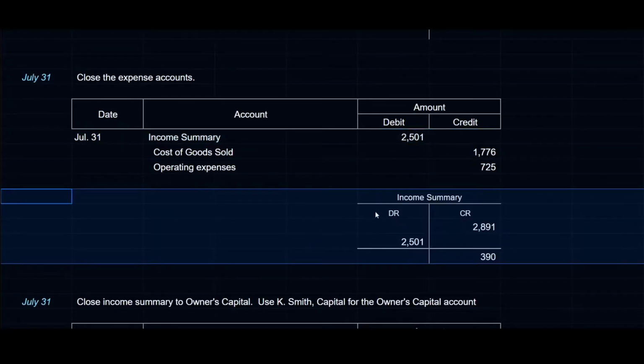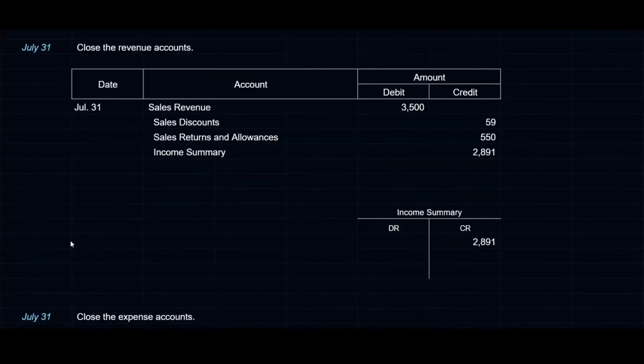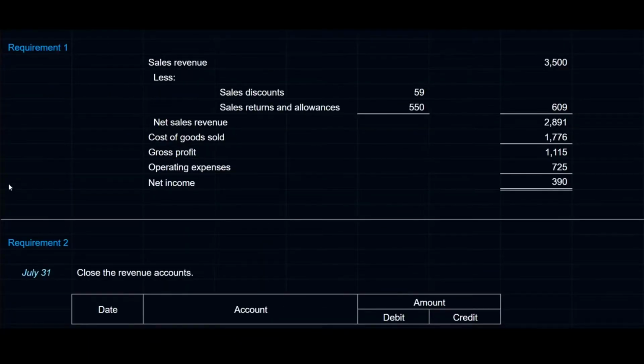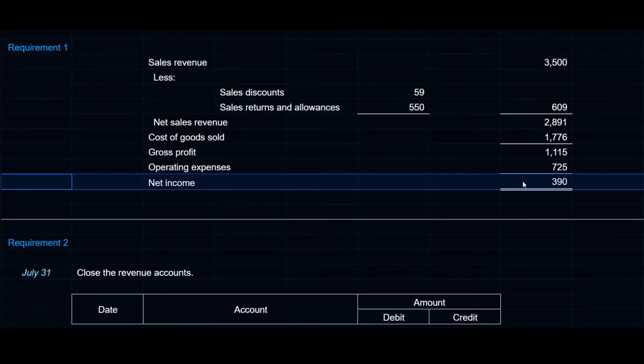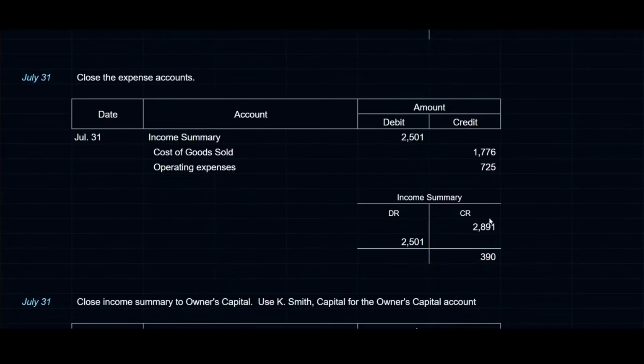If we are to update income summary, we see net sales revenue inside income summary and the total expenses. The difference is $390. That should look familiar to you. Again, if you'll allow me to scroll up to the income statement, you'll see net income of $390. And that's what we expect to see after all revenue and expense accounts are closed. We would expect to see net income or loss sitting inside of income summary.